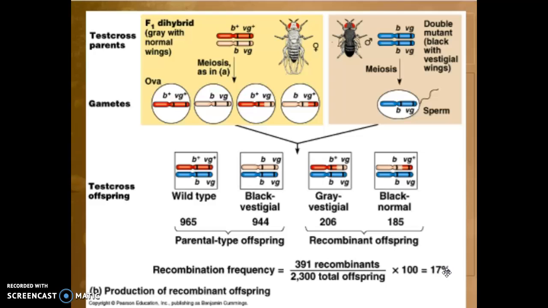Think about when you played Red Rover as a little kid. If you're right next to each other, you don't have a very good chance of being split up. But if you're on opposite ends of the line, you have a really good chance of getting split up. That's basically what we're trying to figure out here. If you have a 17% chance of being split up, you're relatively far apart. If you had a 90% chance of being split up, that means you're really far apart.